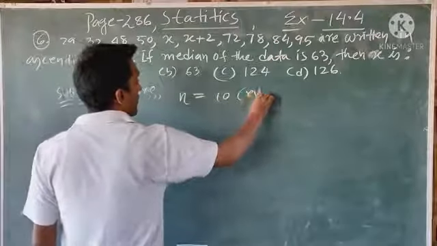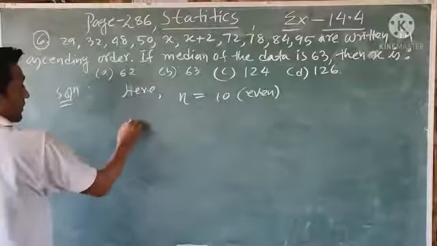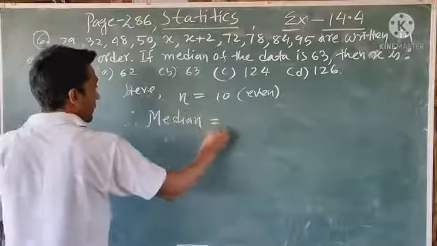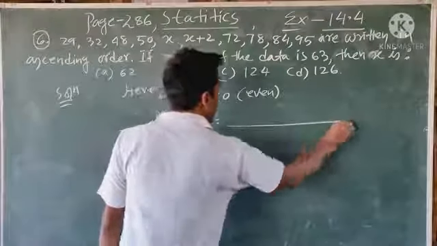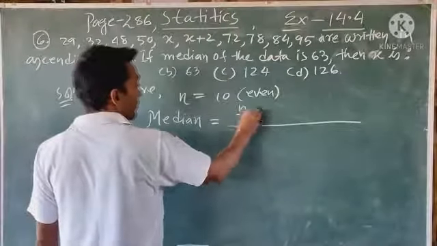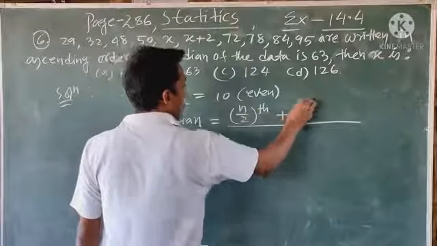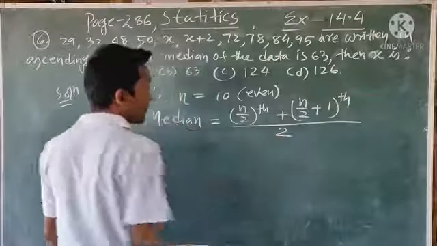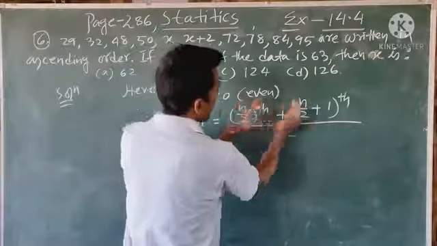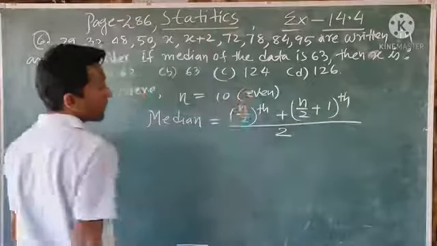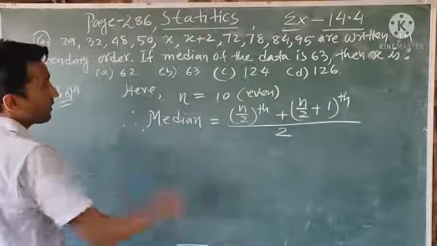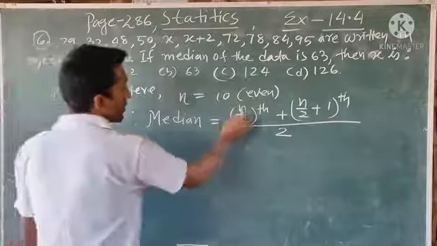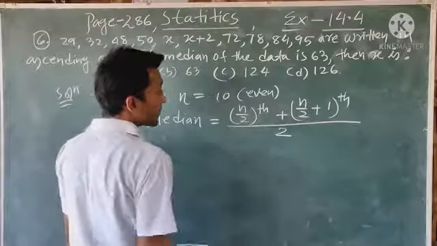This is even. So median, therefore, how do we find the median? The mean of the n by 2 and n by 2 plus 1 observations. Mean means we have 2 observations, this one and this one. That is why we divide by 2. If the number of observations is even, this is how we find the median. It is the rule: mean of the n by 2 and n by 2 plus 1th observations.